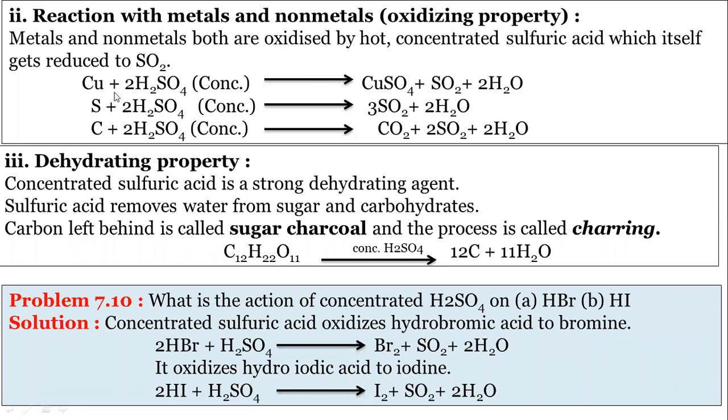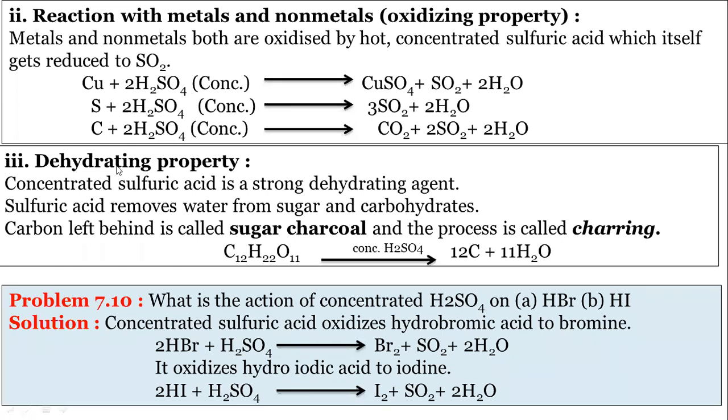Cu plus twice H2SO4 gives CuSO4 plus SO2 plus twice H2O. All these reactions are similar. Then sulfur reacts with twice H2SO4, it gives thrice SO2 plus twice H2O. Then carbon reacts with twice H2SO4, we get CO2 plus twice SO2 plus twice H2O. Means in these reactions, sulfuric acid acts as an oxidizing agent. It oxidizes metals, also non-metals, and itself undergoes reduction.